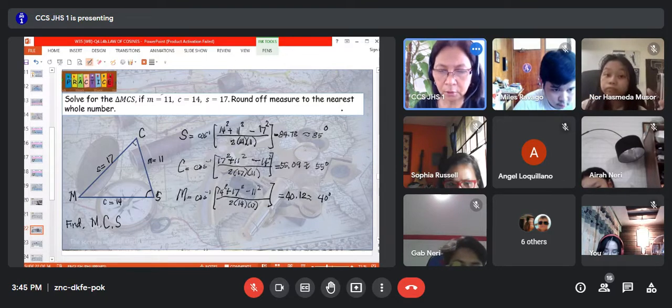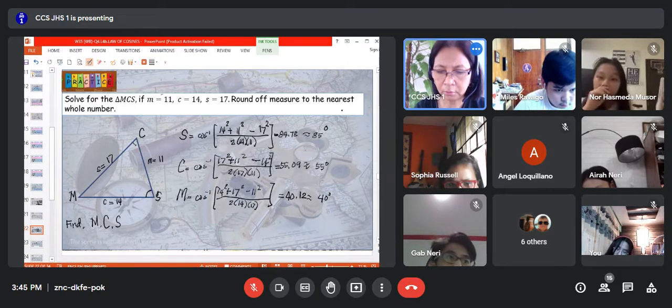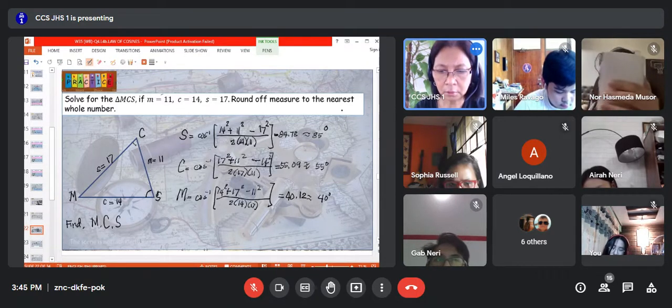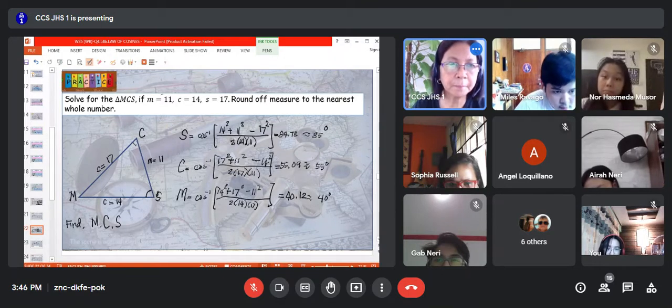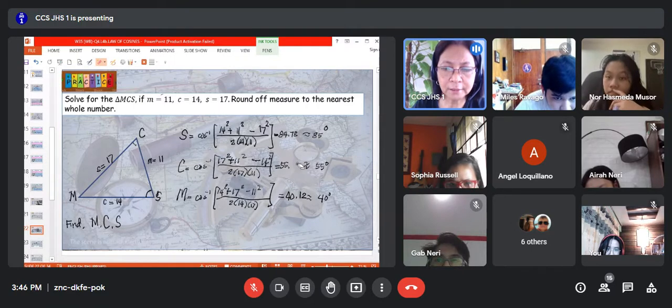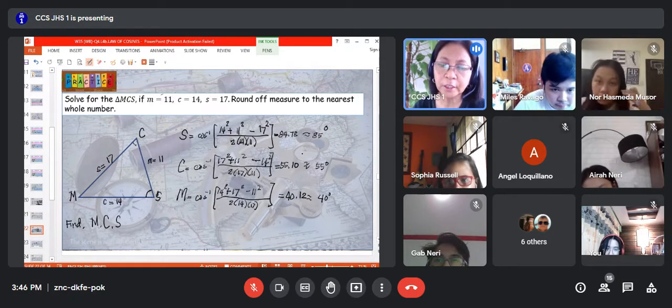How about the other one? 17 squared plus 11 squared, 2 times 17 times 11, inverse cosine. It's 55.0967, which is already point 10 when rounded.